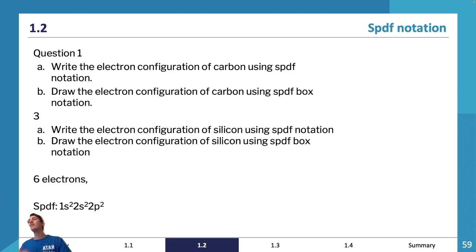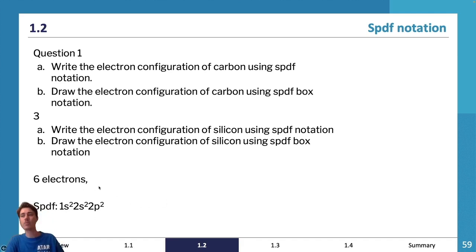So I want you to have a go at these. Write the electron configuration for carbon using SPDF notation. As you can see here, we've already gone ahead and done that. It says draw the electron configuration of carbon using SPDF box notation. So we've already done the first part for you. This is the SPDF notation. It's 1s squared because there are 2 electrons in it, and 2s squared because there are 2 electrons in it again. S, again, is the subshell. 1 is the main shell. And the number at the top, the power, is the number of electrons that are in that subshell.